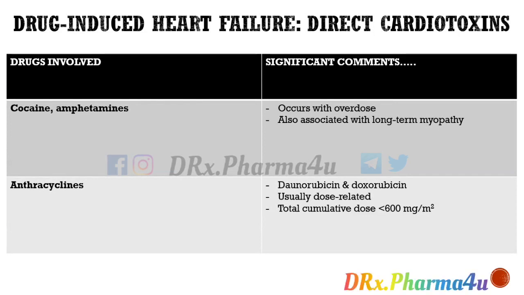Anthracyclines are usually used in cancers, especially in breast cancer. Doxorubicin and daunorubicin are usually the culprit agents. They are considered culprit agents to cause heart failure, and that is why we also use an antidote. The antidote's name is dexrazoxane. So you can refer to anti-cancers for that. It is usually a dose-dependent toxicity.